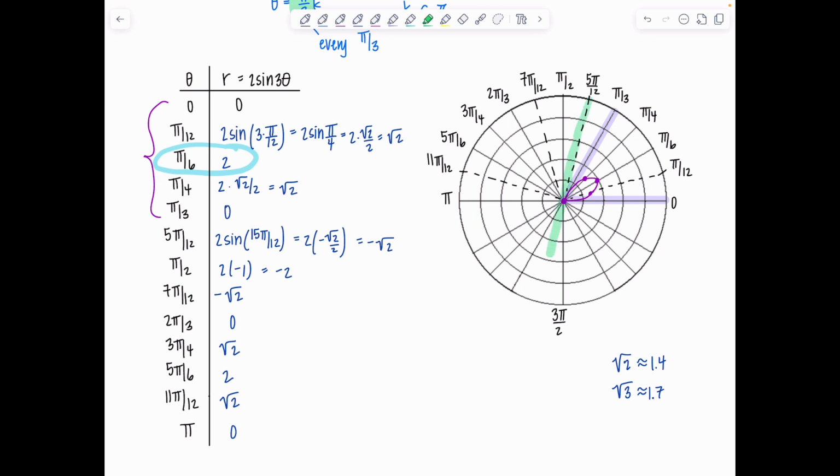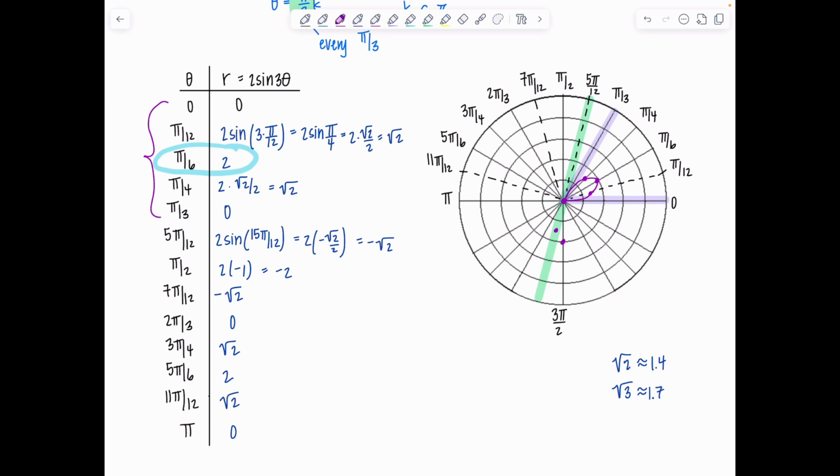I'm going to keep drawing it all the way into quadrant 3 since the radius was negative there. When you have a negative radius, that means you draw that point in the opposite direction. So here's 5 pi over 12. Negative rad 2, I'm going to go this way, 1.4. 1 and a wee bit more. Like that. And then pi over 2, negative 2. So here's pi over 2, but we're going this way, negative 2 down there.